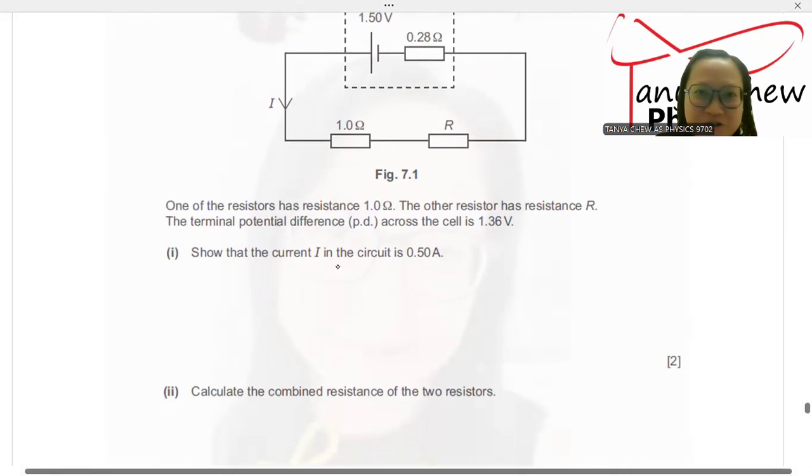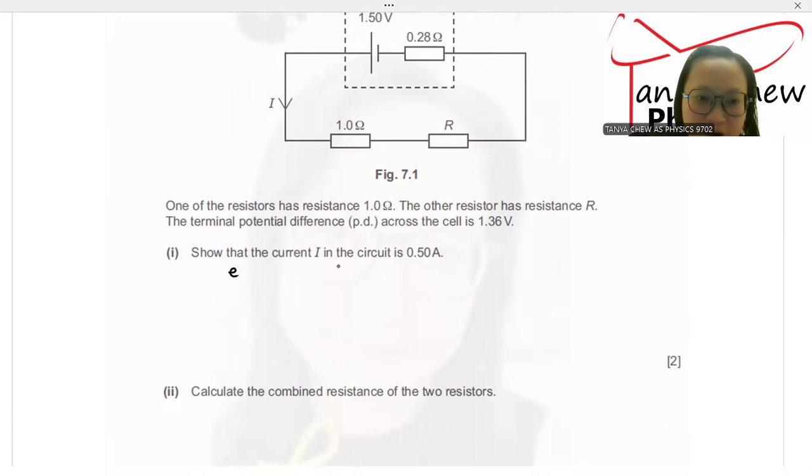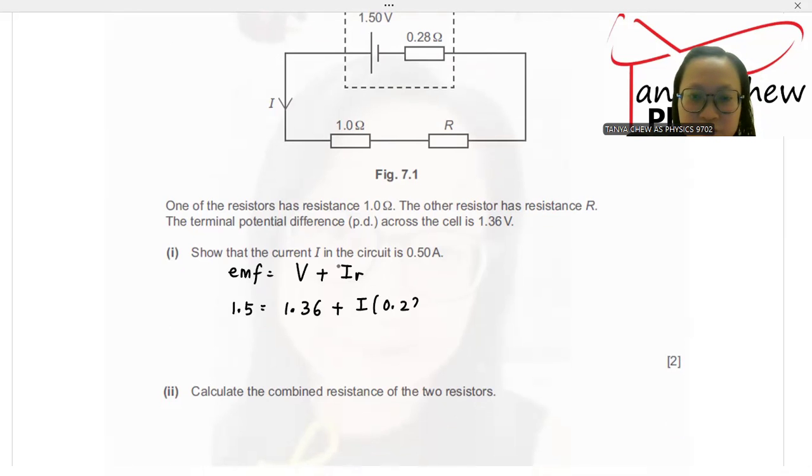Now, I am going to use the equation of EMF. So I'm going to write here, EMF is equal to terminal PD plus Ir. r means internal resistance. EMF is given as 1.5. Terminal PD is given as 1.36. I don't know the value of I, but I have the value of internal resistance, which is 0.28. Now, I would be equal to 1.5 minus 1.36 divided by 0.28. The value of I, you will get exactly 0.50 ampere.